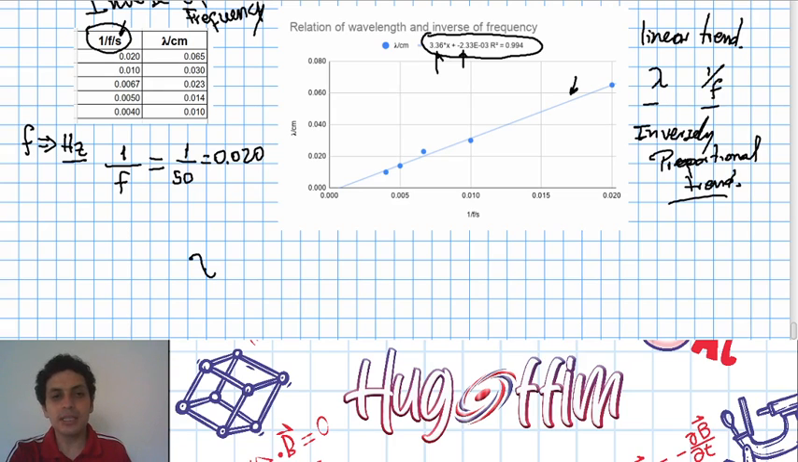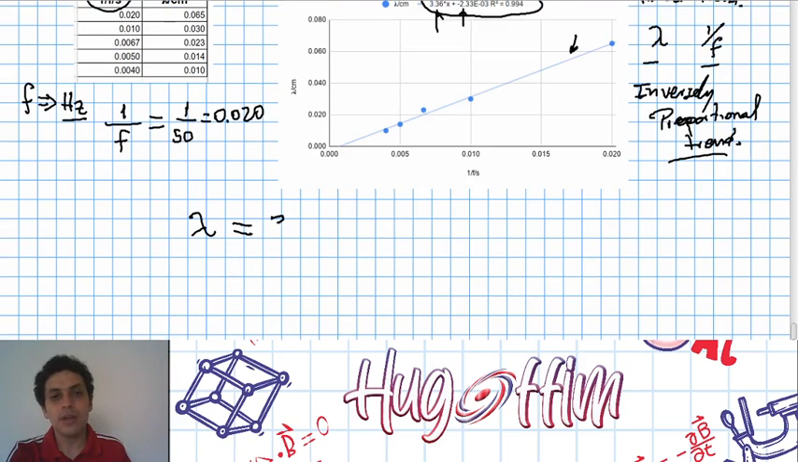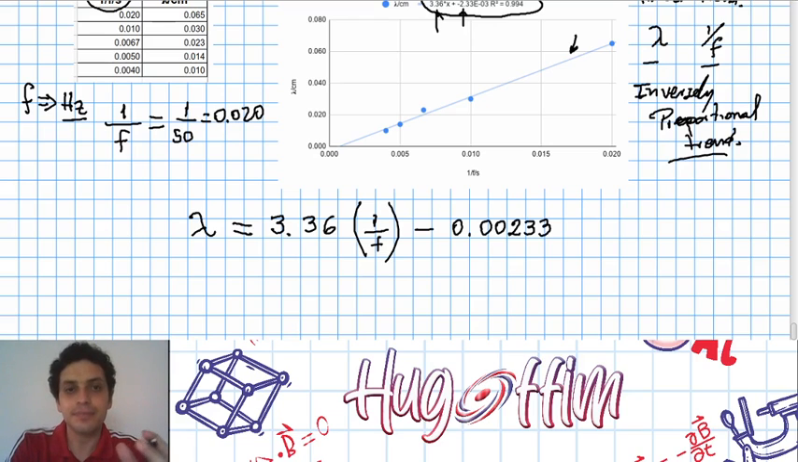So what I got is that the wavelength is equal to 3.36 times the inverse of frequency, minus 0.00233. Okay, this is what I got from my graph. This is the equation of the line.